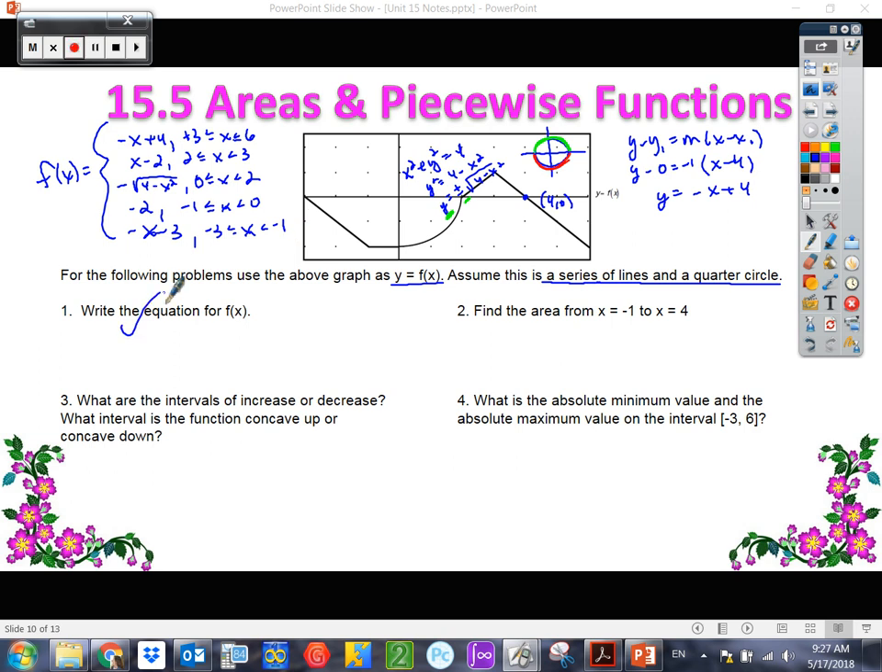All right, so let's look at number 2. Find the area from negative 1 to 4. So let me get a little bit of room up here, and let's concentrate on what that's asking. We're looking for the area from negative 1, so from here to 4. Now, these kinds of areas are typically associated with an integral. We're not talking about an integral now, but they usually are.